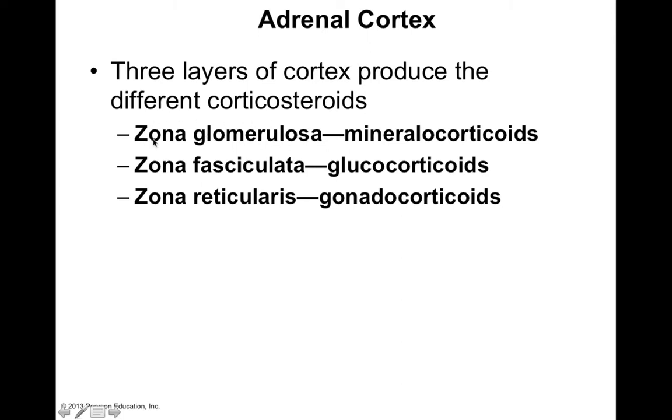Now, functionally, each of these layers secrete different hormones. So the Zona glomerulosa secretes a class of hormones known as the mineralocorticoids. Zona fasciculata secretes a class of hormones known as the glucocorticoids, and Zona reticularis secretes a class of hormones known as the gonadocorticoids.